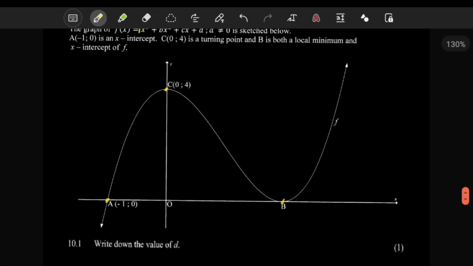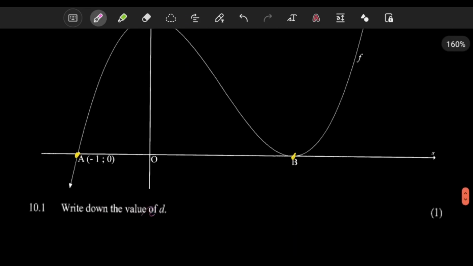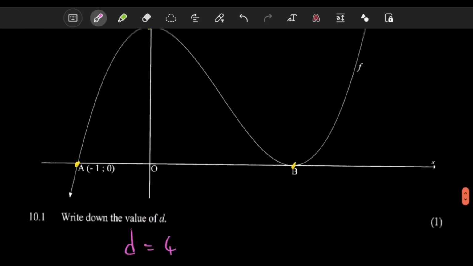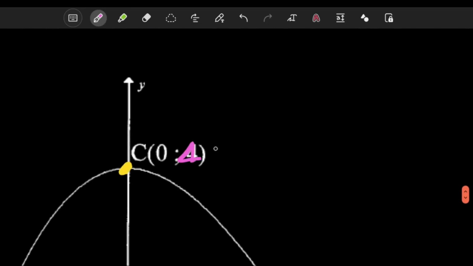For 1 mark, they want us to write down the value of d. The value of d is the y-intercept. That one is quite simple. d is just 4. Nothing major, nothing crazy. Yeah, it is what it is. I feel like I abuse that phrase too much.